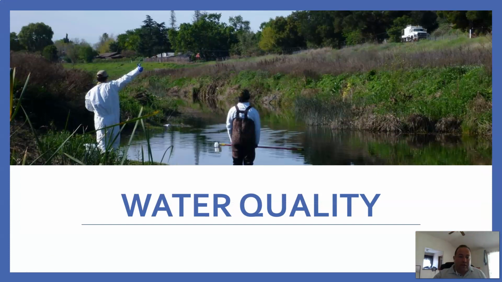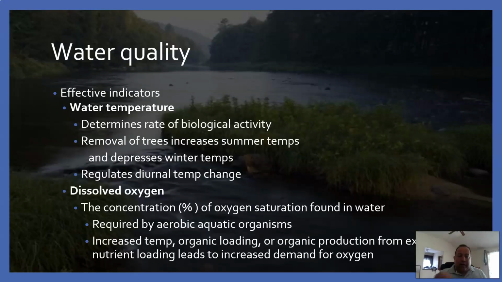So for the last part of this, we'll talk about water quality. We've got four really important effective indicators in knowing that we have good water quality. The first one is going to be our water temperature. It'll help determine the rate of biological activity. Some things need really, really cold water. Some things can handle a little bit warmer water, but a lot of species really like it to be cold.